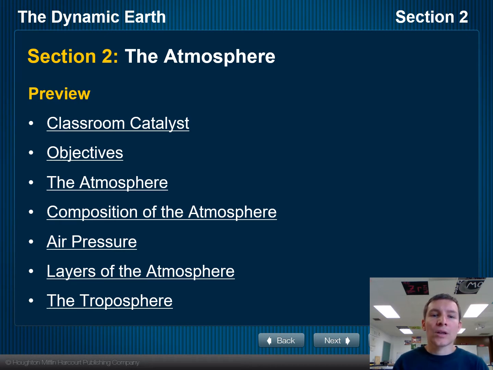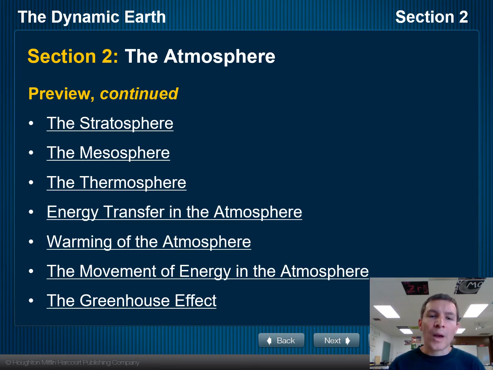Some of the things that we're going to be hitting today is the composition. What is the atmosphere made up of? What are those layers? It's so much more than just what we skimmed over when we were talking about the geosphere, and we kind of mentioned the atmosphere a little bit, that it's a mixture of gases, but it's so much more. It's got layers, and each of those layers have properties, so we'll name them and talk about them, and then we'll carry on to talking about energy transfer, radiation, conduction, convection, and then we'll hit that buzzword greenhouse effect and really talk about what that is.